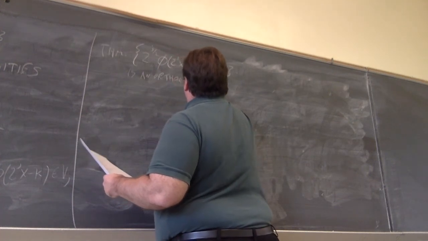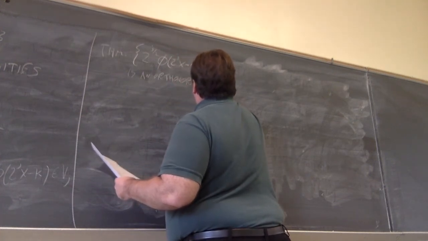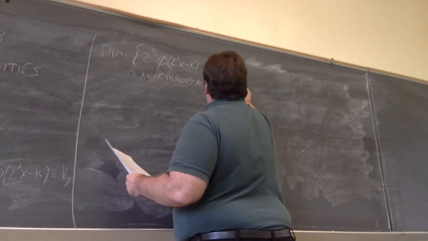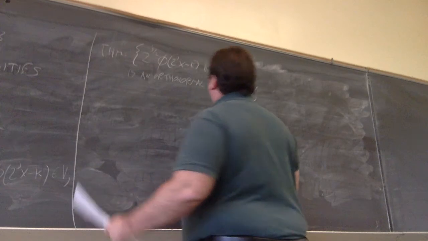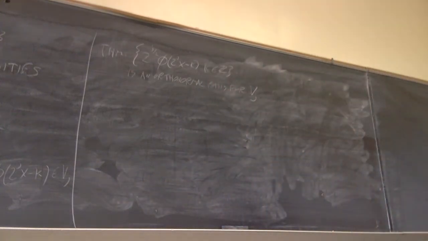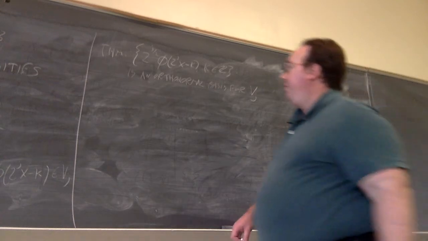Normal basis for Vj. Now, to prove this, I'd have to show that if I take the inner product of one of these with itself, I get 1. And if I take the inner product of one of these with a certain value of k and with a different value of k, that I'll get 0.